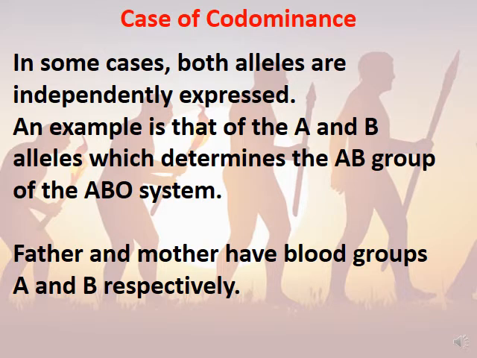Let's move to talk about the case of codominance. As we said before, the codominance is the co-expression of both alleles, where both alleles are dominant and both of them are expressed. In some cases, both alleles are independently expressed. An example is the alleles A and B of the blood group. These alleles A and B determine the blood group AB of the ABO system. Father and mother have blood groups A and B respectively.